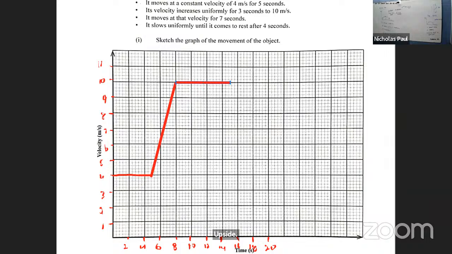Right, and the next one. It moves uniformly until it comes to rest after 4 seconds. So what do we do? Rest means what? The final velocity is 0. So it's going all the way down in 4 seconds. So 4 and 15 is 19.